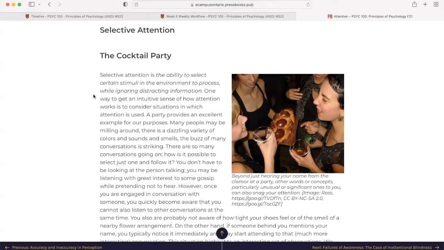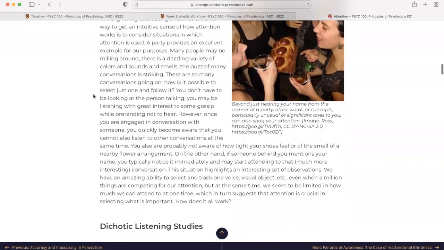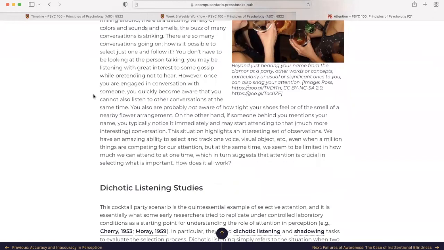Many people may be milling around, there's a dazzling variety of colors and sounds and smells. The buzz of many conversations is striking. There are so many conversations going on. How is it possible to select just one to follow? You don't have to be looking at the person talking. You may be listening with great interest to some gossip while pretending not to hear. However, once you are engaged in conversation with someone, you quickly become aware that you cannot also listen to the other conversations at the same time.